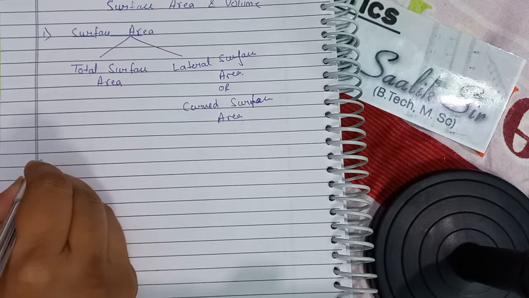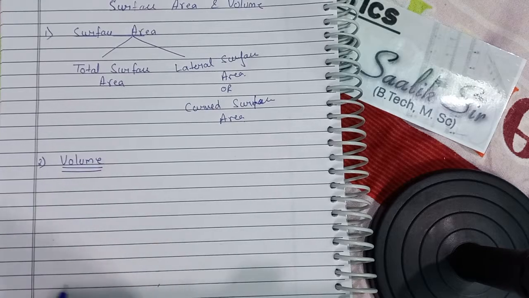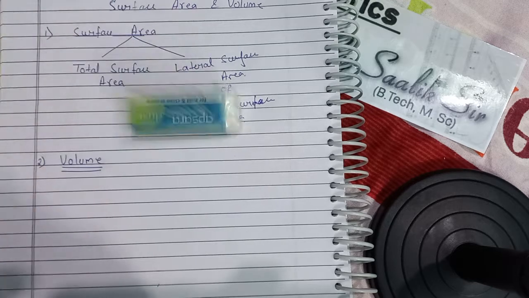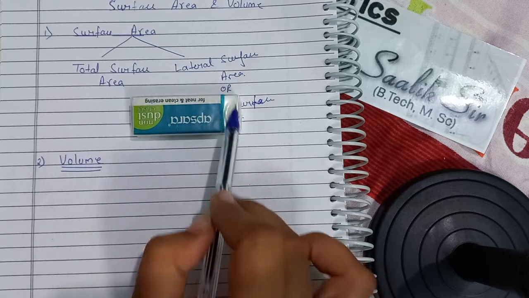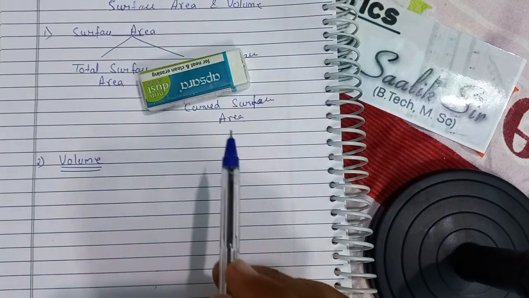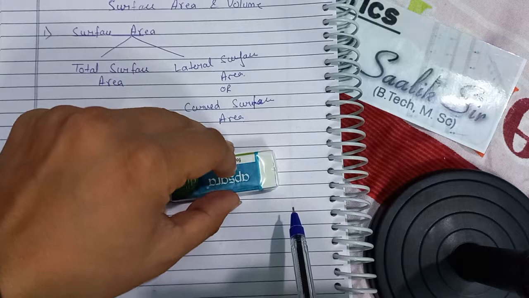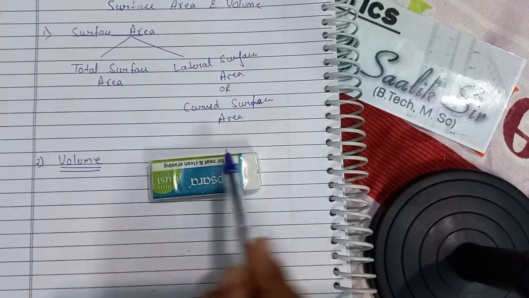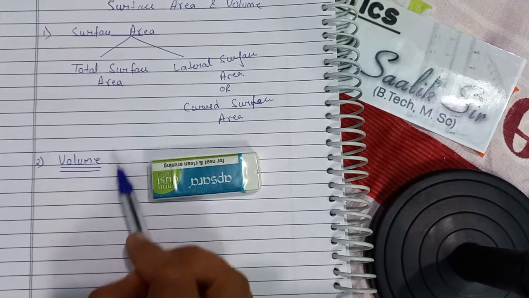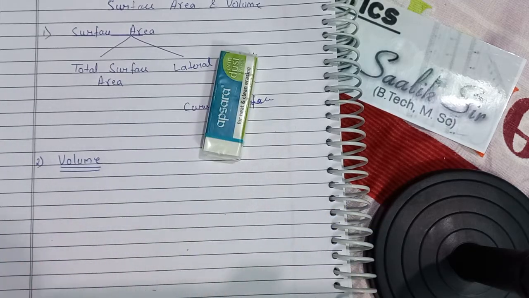Then if I talk about the volume, what is volume? The amount of space occupied by a 3D object is called volume. Means this is the eraser. The amount of space occupied by this is called volume. जितनी इसने जगह ली. I am not talking about this flat paper, I am talking about this whole thing, the surface. इसने ये जगह भी तो ली, ये ऊपर की जगह भी तो ली. The amount of space occupied by a 3D object is called volume.